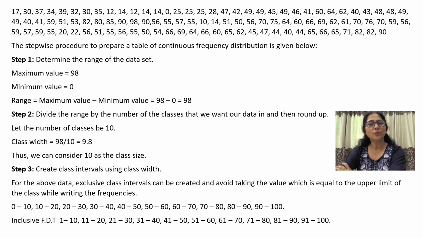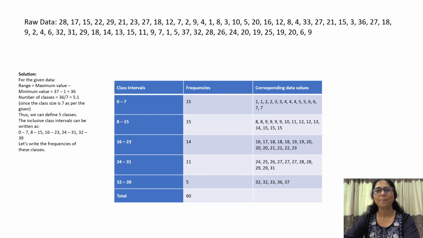And if we want to construct an inclusive frequency distribution table, we arrange our classes as 1 to 10, 11 to 20, 21 to 30, and there is no overlapping in this series. Again, there is one example. We can construct an inclusive series.